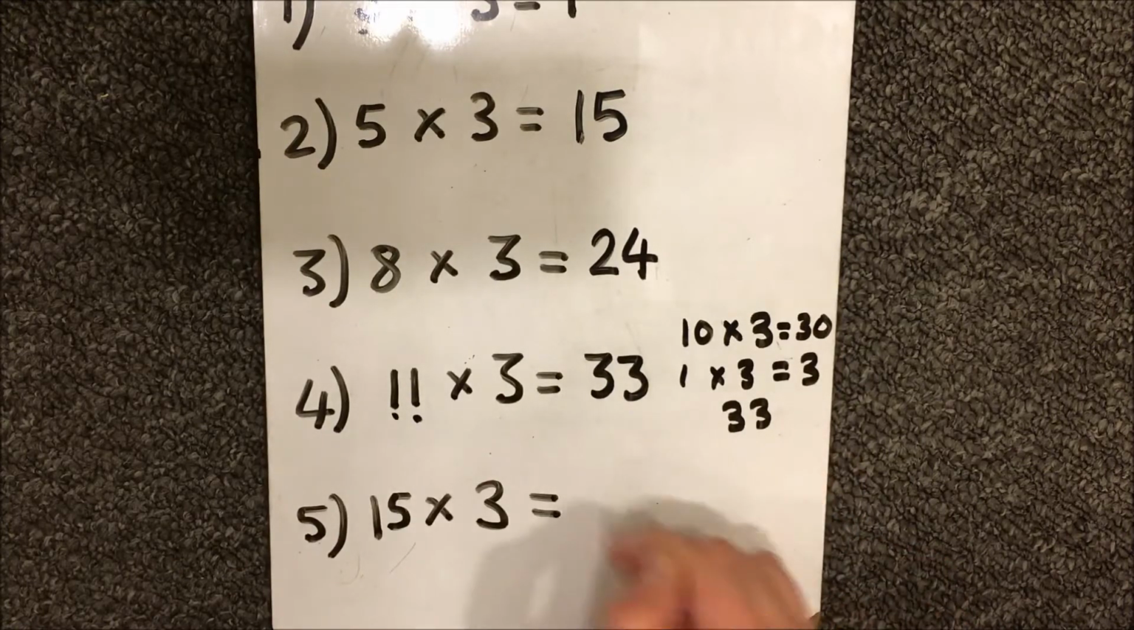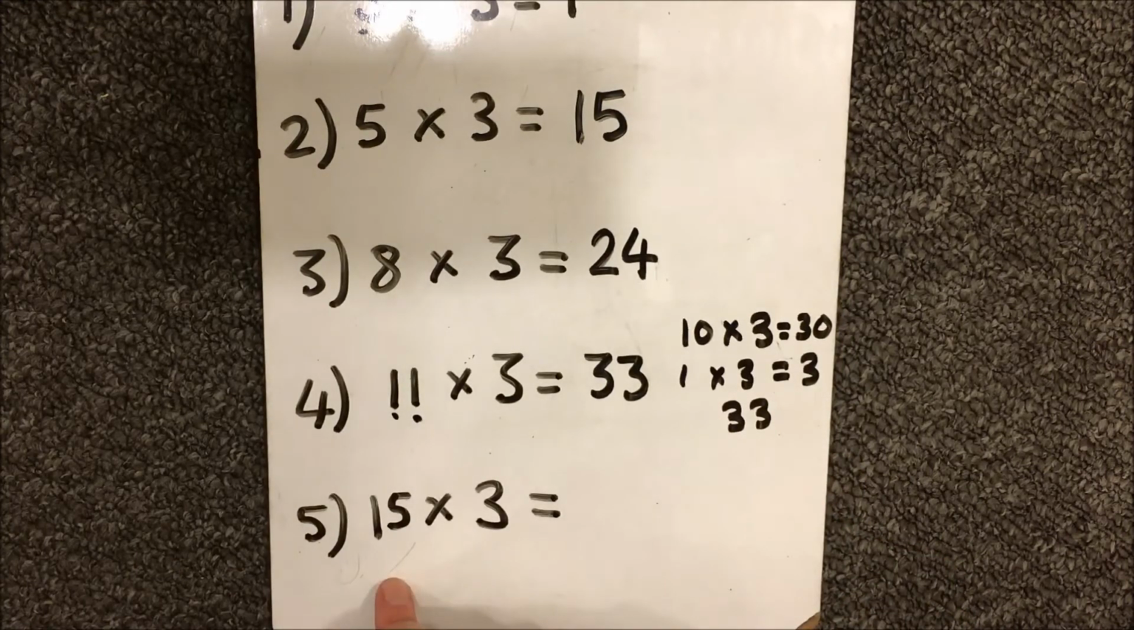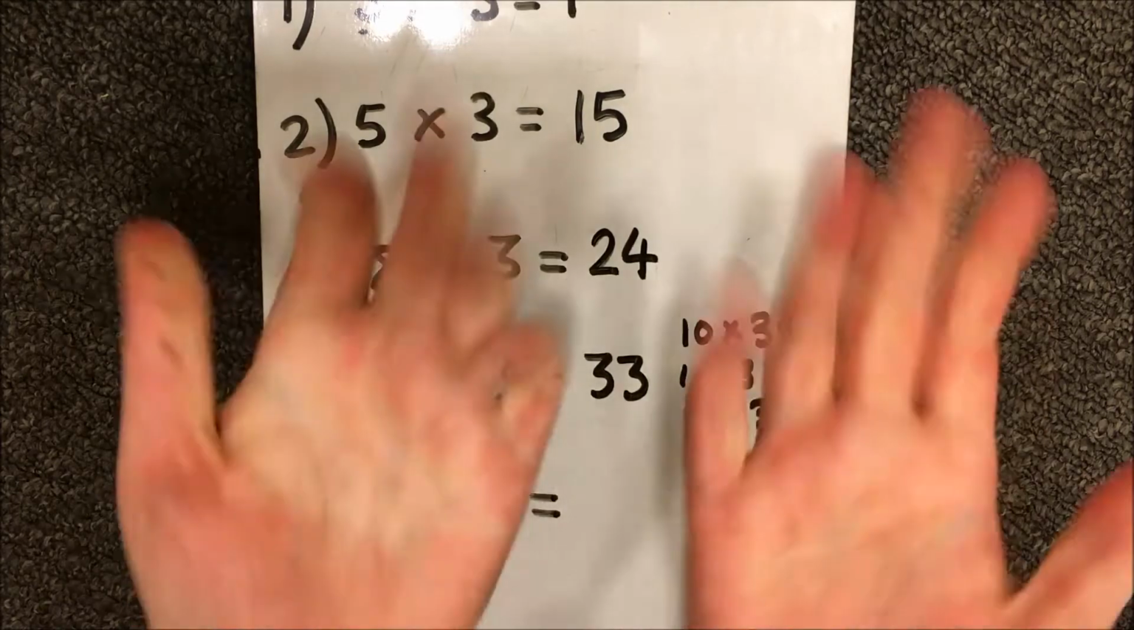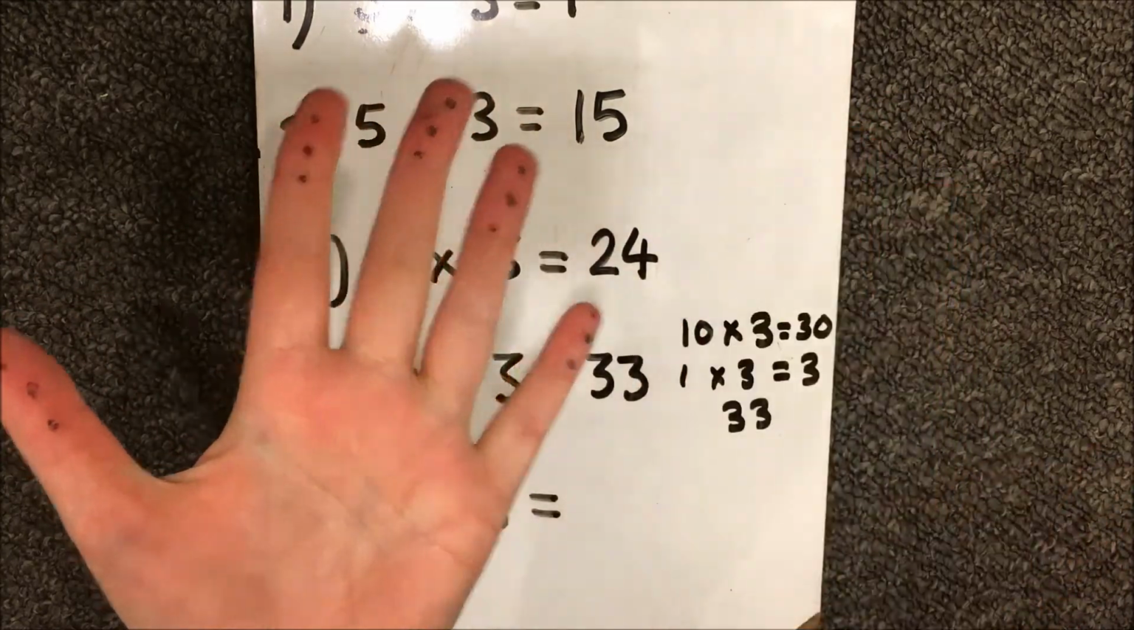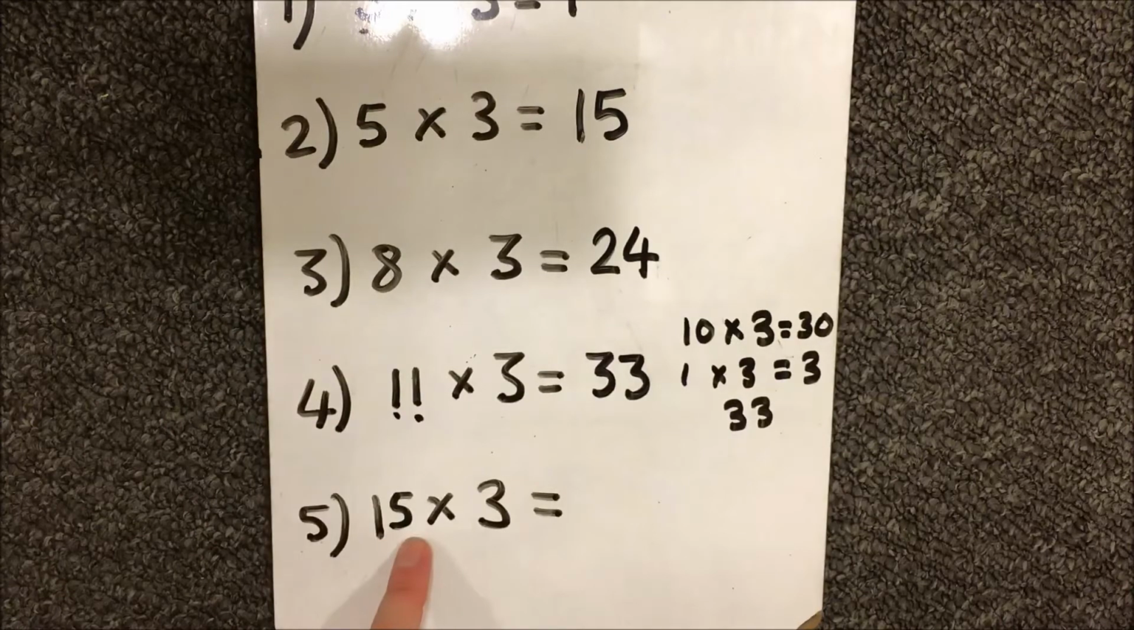If that's too tricky, you can still use your fingers to help you. This time we've got 15 times 3. So I can do 10 times 3, and then 5 times 3 after 10 and 5.